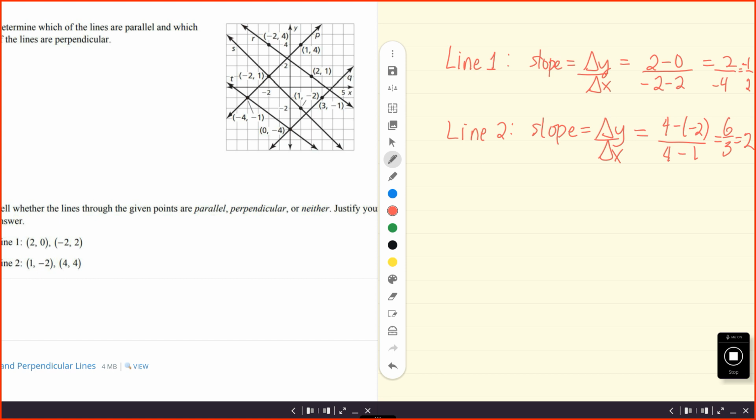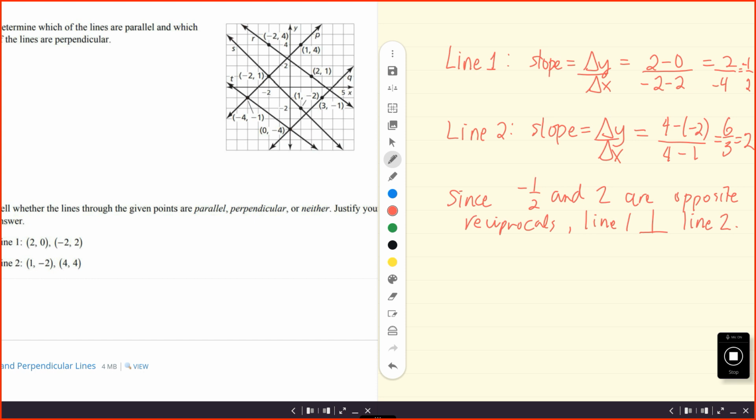That they're not perpendicular. Hmm? You said they're not perpendicular. I don't know. They are perpendicular. So since -1/2 and 2 are opposite reciprocals, line 1 is perpendicular to line 2. There you go.